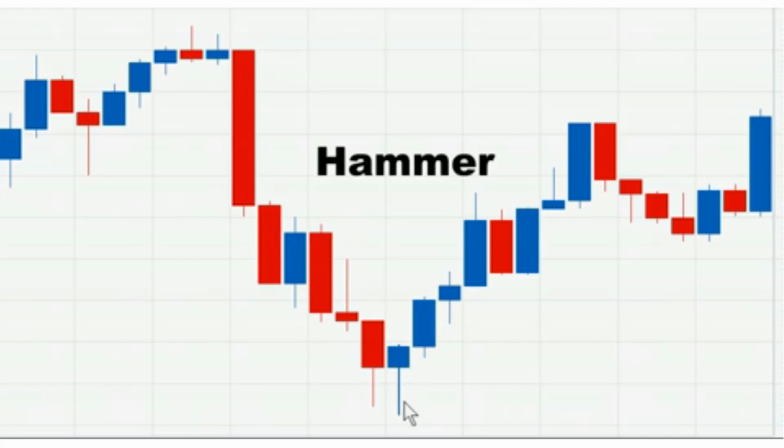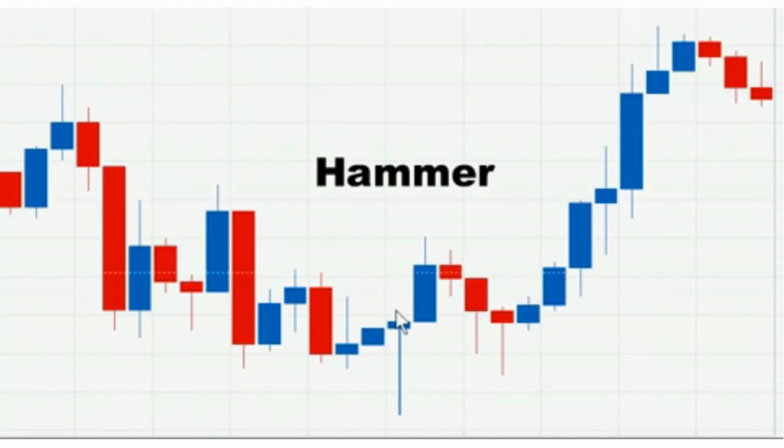The shadow is at least twice as long as the small body. The hammer candle is found at the bottom of a downtrend. The color of the body is not important, however, a bullish blue body is slightly more bullish than a bearish red body.